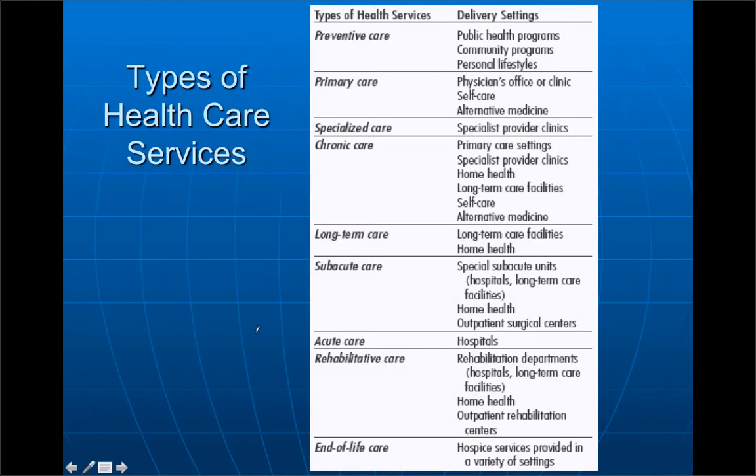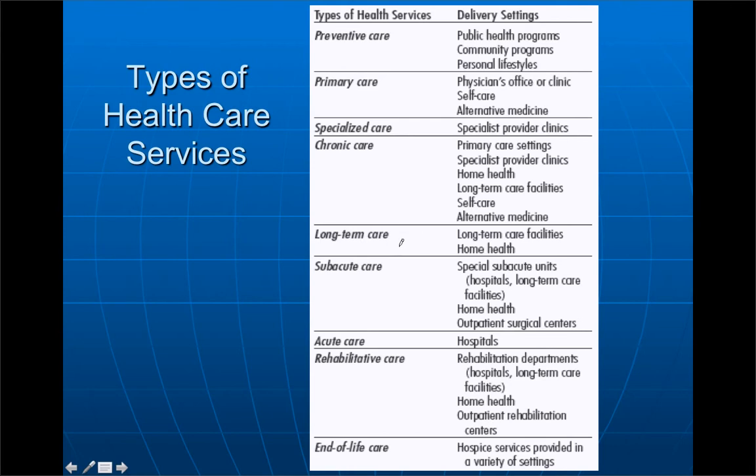First of all, let's just talk about the types of healthcare services so we know what this system is supposed to be delivering. First of all, there is preventive care, and the setting for that are these domains, the public health programs, community. There's primary care, delivered in offices and clinics or by patients more and more. Specialized care, chronic care, which is becoming a huge issue as the baby boomer population bubble ages, and the settings for those kinds of care.